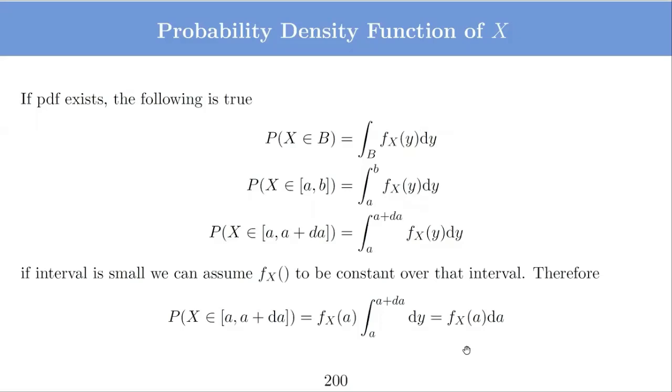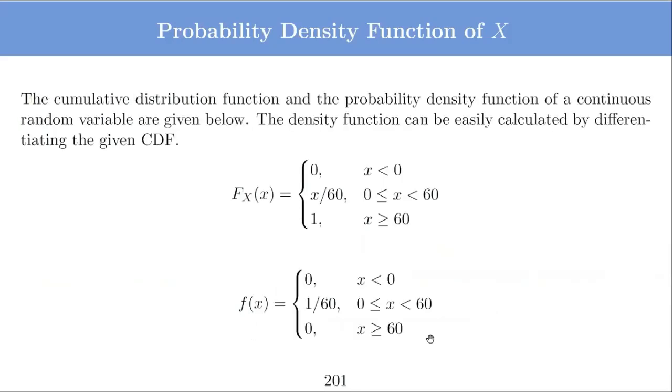From this we can get different formulas. If the PDF exists, then the following is true: the probability that X belongs to B, the probability law P, is equal to the density integrated over B. The probability that X belongs to (a, b) is the integration of the PDF from a to b. The probability that X belongs to (a, a plus da) is the integration from a to a plus da. Because the density can be assumed constant over a small interval, this will be just f_X(a) into da.